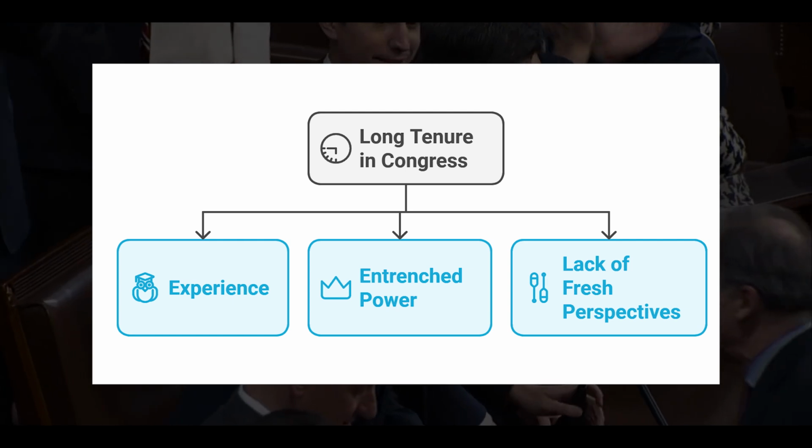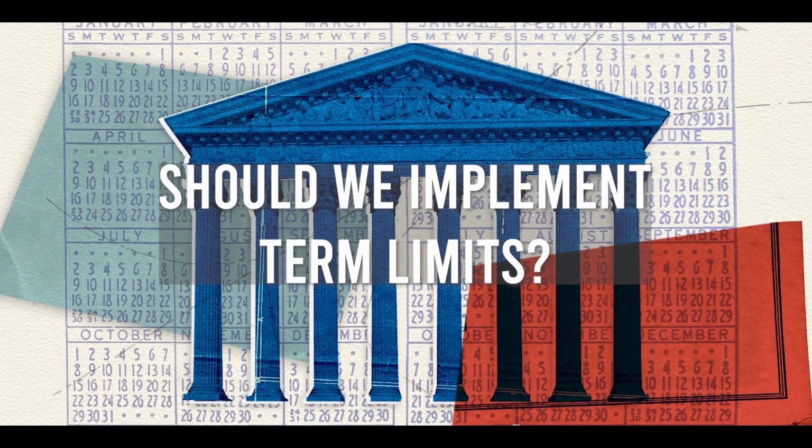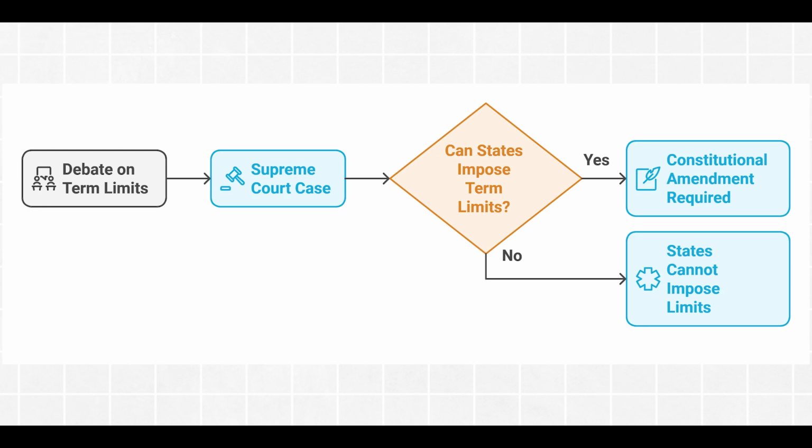So has anyone tried to change this? Absolutely. Over the years, various efforts to impose term limits have surfaced. One notable attempt was in the 1990s when the term limits movement gained traction. Proposals were introduced to cap the number of terms a representative could serve at 6 and a senator at 2. However, these proposals faced strong resistance in Congress.